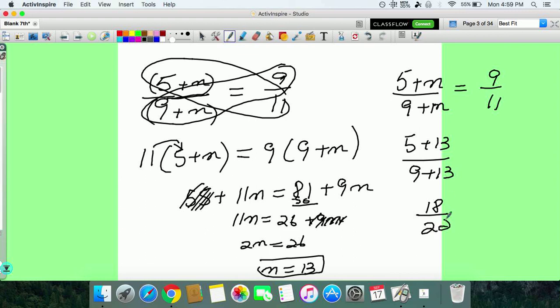Is 18 over 22 the same thing as 9 over 11? Well, let's see if I can simplify this. If I divide the top by 2, I get 9. If I divide the bottom by 2, I get 11. And guess what? That's what I want. So hopefully those two examples should be enough for you to do the rest. Okay?